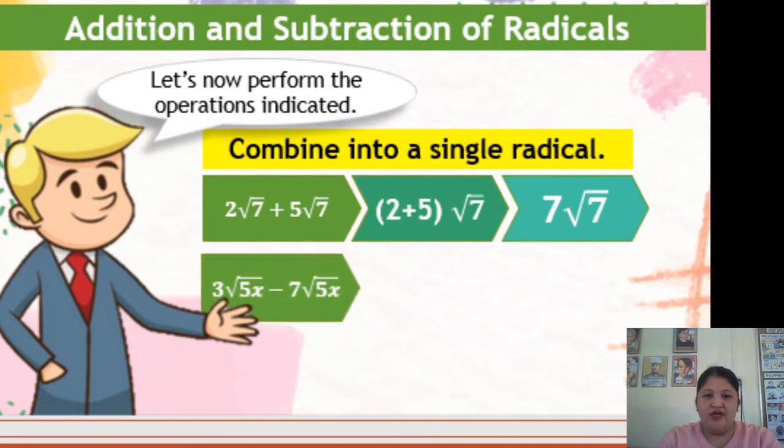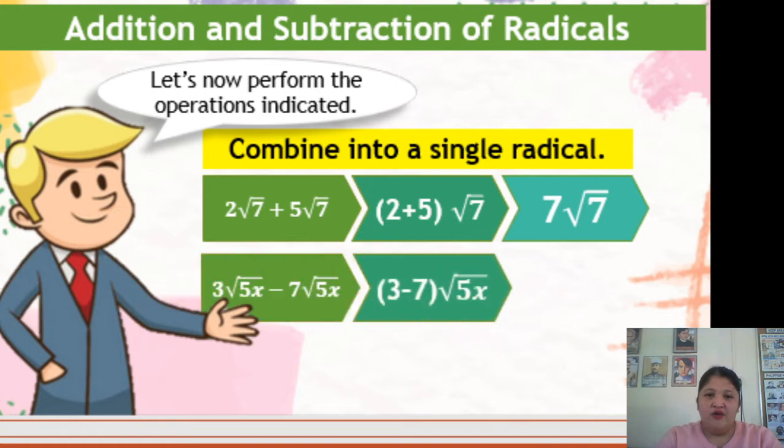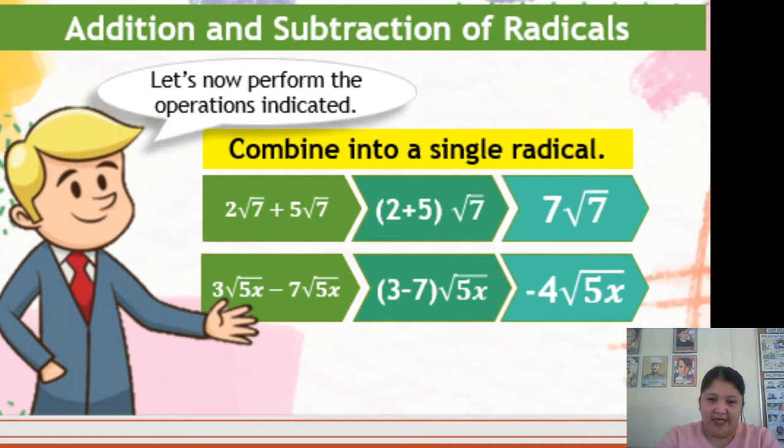Next, for another example, we have 3 square root of 5x minus 7 square root of 5x. It is a subtraction. First, we subtract the whole numbers 3 minus 7 and keep the square root of 5x. Since they have the same radical, we can combine them into a single radical. So the final answer would be negative 4 square root of 5x.